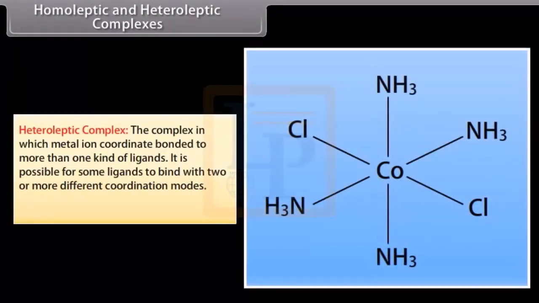Heteroleptic complex: the complex in which metal ion is coordinate bonded to more than one kind of ligands. It is possible for some ligands to bind with two or more different coordination modes. For example, [CoCl2(NH3)4]+.